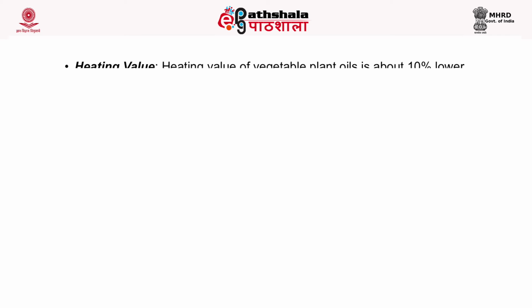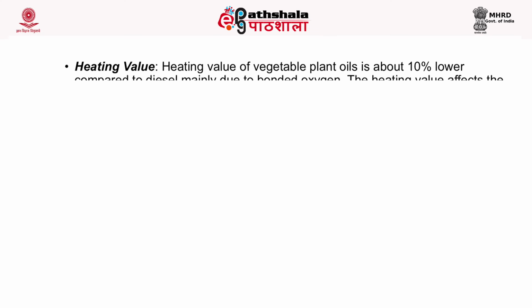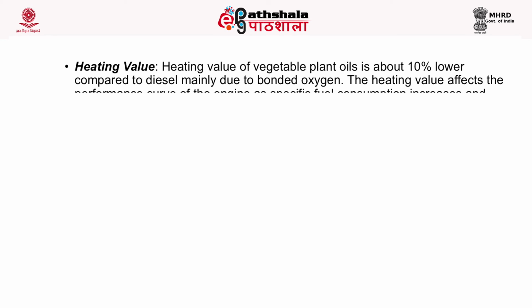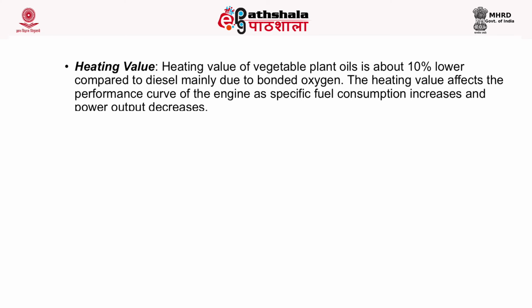Heating value. Heating value of vegetable plant oil is about 10% lower as compared to diesel, mainly due to bonded oxygen. The heating value affects the performance curve of the engine, as specific fuel consumption increases and power output decreases in the engine.